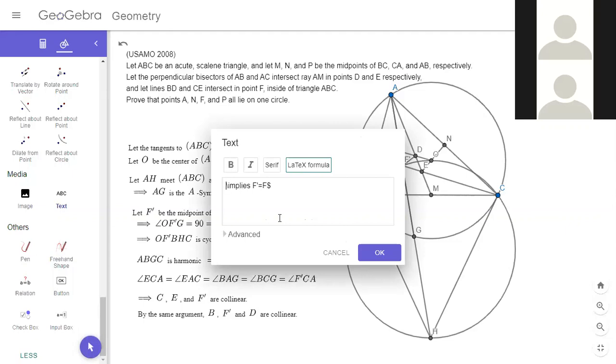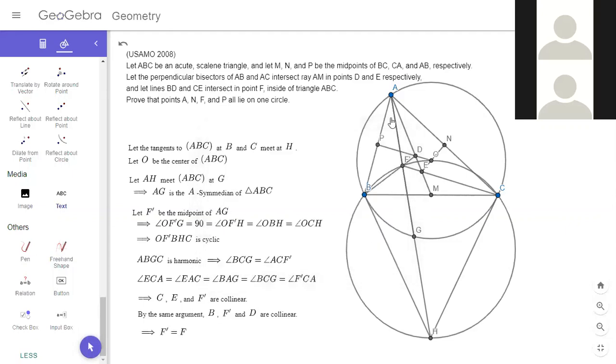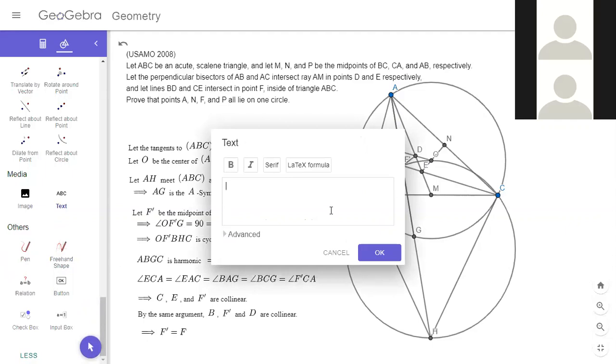And then from there, it's obvious because we have angle AFO equals angle APO equals angle ANO equals 90. So that means that ANFP is cyclic.